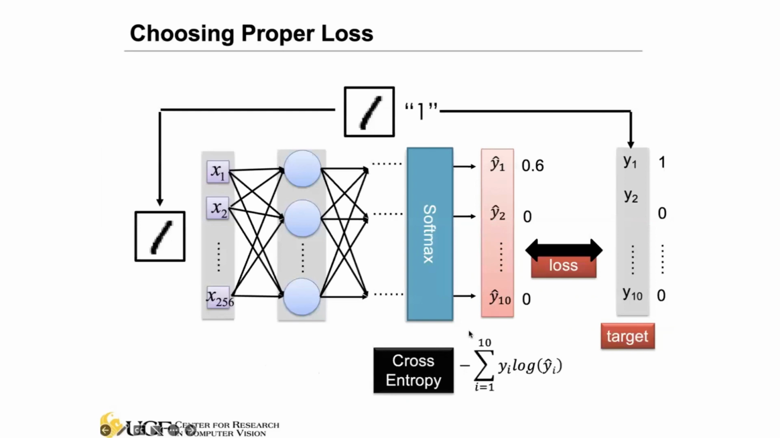So here we basically substitute the squared loss with this cross entropy loss, and we can again train this network for digit recognition. Hopefully, the model is able to have a very good prediction as compared to the ground truth.